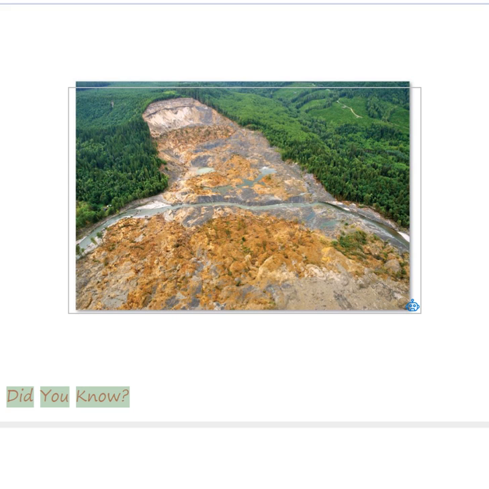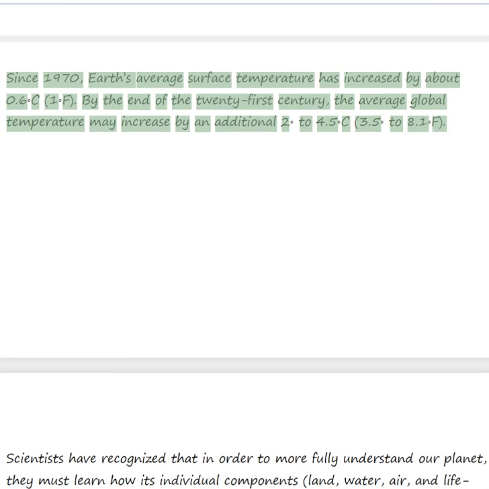Did you know? Since 1970, Earth's average surface temperature has increased by about 0.6 C. By the end of the 21st century, the average global temperature may increase by an additional 2 to 4.5 C.